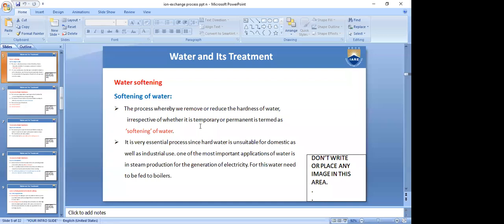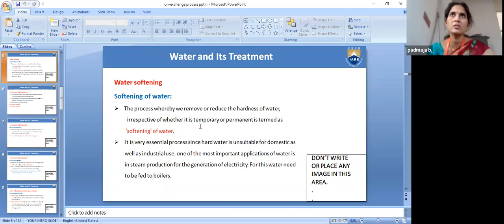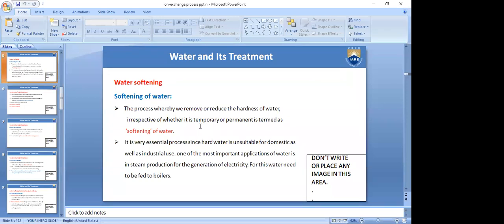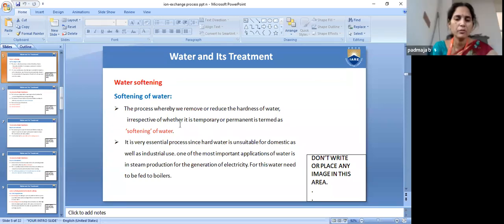So, softening of water. What is softening of water, students? The removal of hardness, removing the hardness-causing salts present in the water. Okay, so that is called softening of water, the process where we remove or reduce the hardness of water. For that process we follow two treatment methods here.